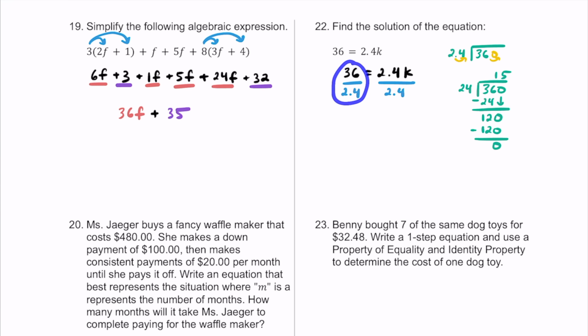So 36 divided by 2.4 is equal to 15. And on the right side, 2.4 divided by 2.4 is just 1, or 1k. So k is going to equal 15. That would be the solution to this equation.